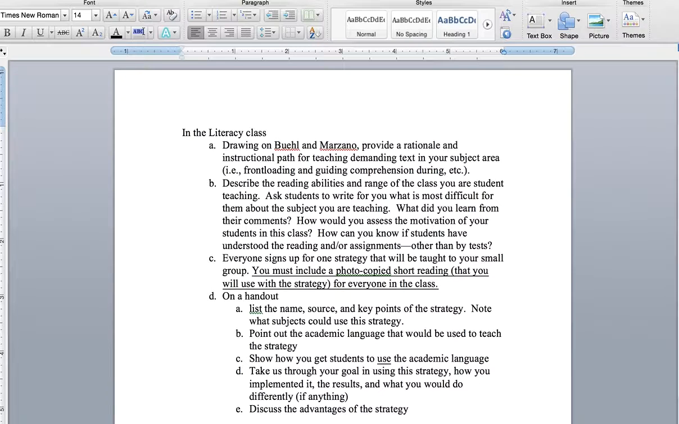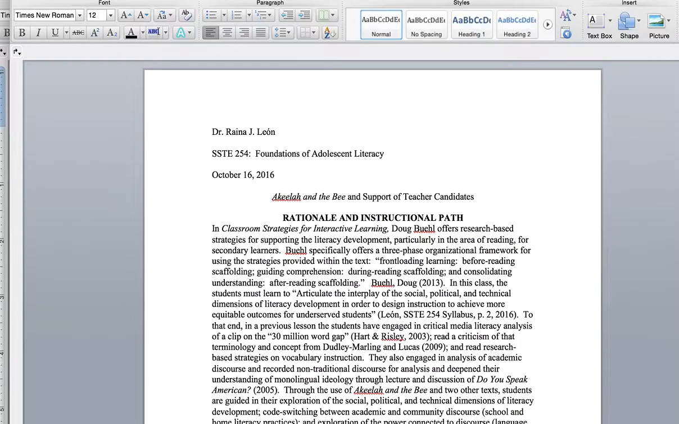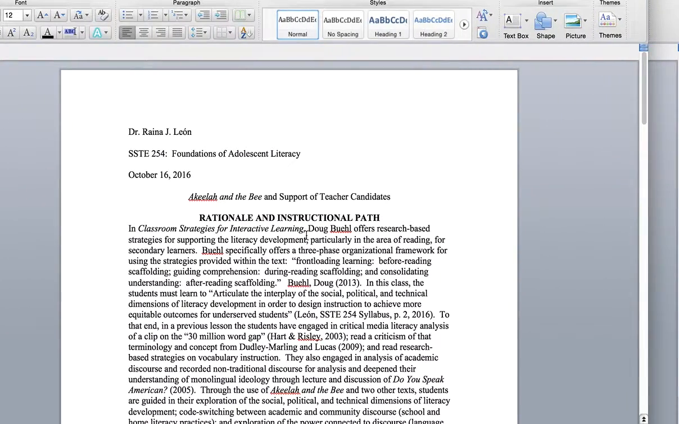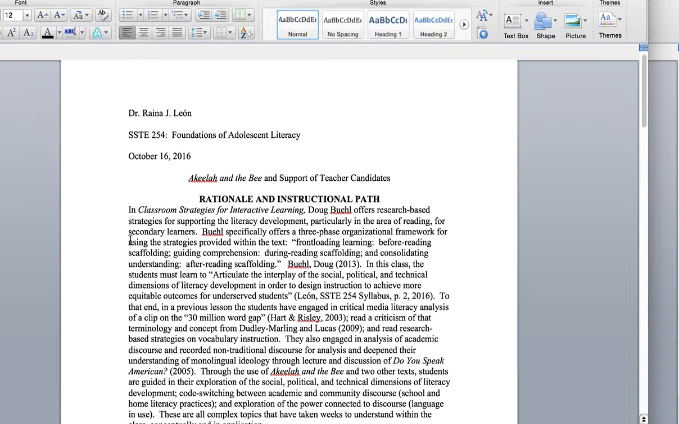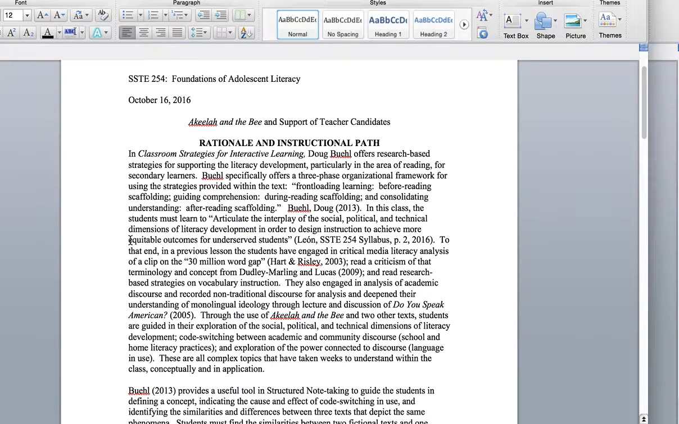So let's look at an example, which takes these concepts, these directives rather, and spaces them out. So your handout, for example, you want it to be geared towards your students. So if it doesn't make sense to include the key points of the strategy for your students, well then include them in your paper. Here's an example. So here's my name, of course, the class, the date, the title of the work, and then going through what my rationale and instructional path is.